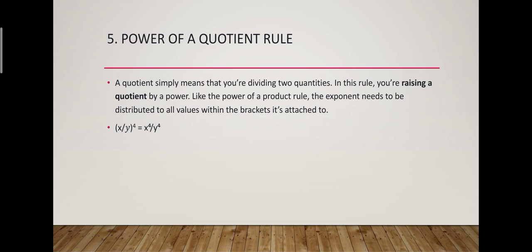Power of a quotient rule. A quotient simply means that you're dividing two quantities. In this rule, you're raising a quotient by a power, like the power of a product rule. The exponent needs to be distributed to all values within the brackets it's attached to. Example, the quantity x divided by y, to the power of 4, is equal to x to the power of 4 divided by y to the power of 4.